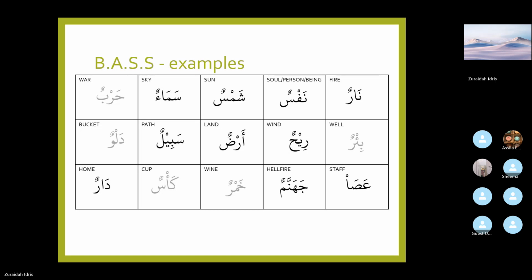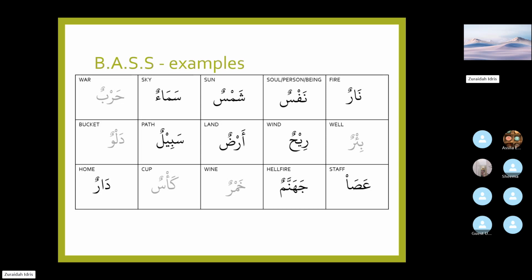Which of these words do you think appears in the Quran the most? You all read the Quran. Any guesses? Narun. Sama'un. Jahannam. Shamsun. Nafsun. Okay, I will let you know the number.